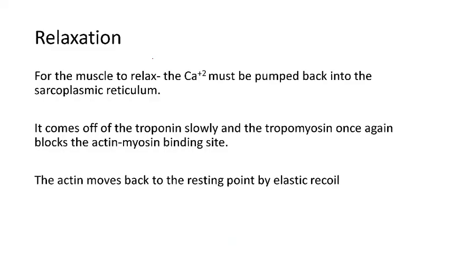For relaxation, we have to get rid of the calcium. The calcium is pumped. That means, yep, more ATP, back into the sarcoplasmic reticulum. It's going up its gradient. So it's going to come off the troponin because that's allosteric. There's no bond here. So it's easy for it to come off the troponin, pumped back into the sarcoplasmic reticulum. When it comes off the troponin, the tropomyosin moves back to block the binding site, and the myosin cannot stick to the actin anymore. So the actin moves back to the resting point by something called elastic recoil.